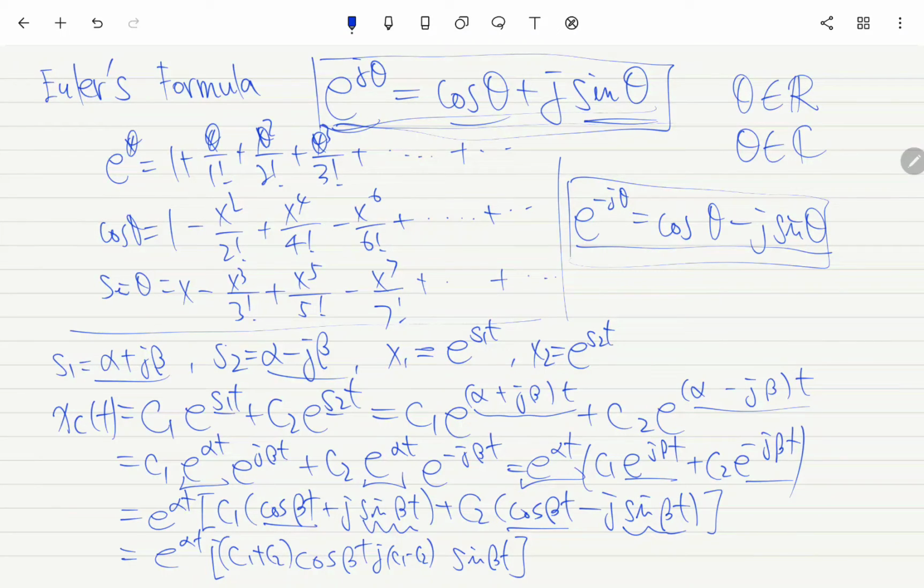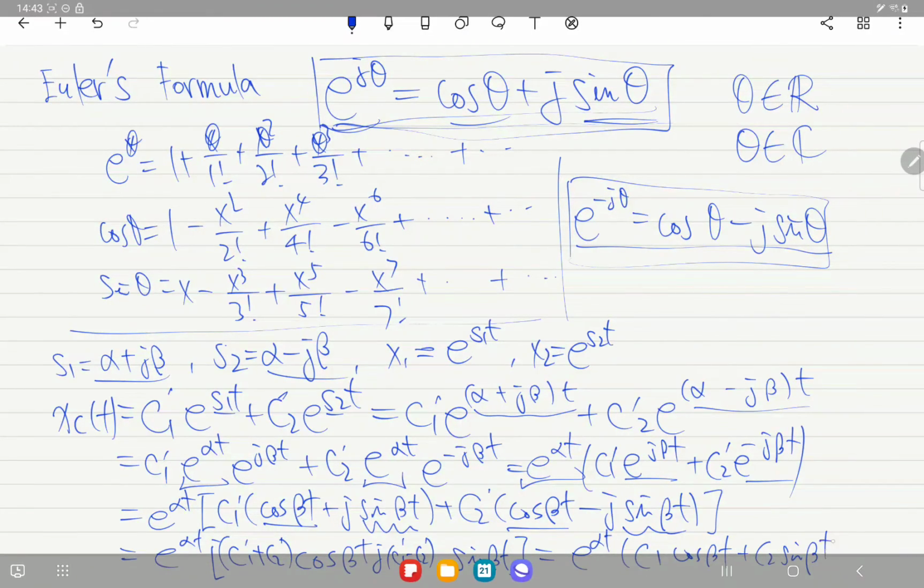Okay, and you will say, oh, this is a complex number, so how can it be a real number? Actually we can just call it c1 cosine. Maybe we just call this thing c prime, something like this. Okay, so finally we can just write it as c1 cosine of beta t plus c2 sine of beta t.